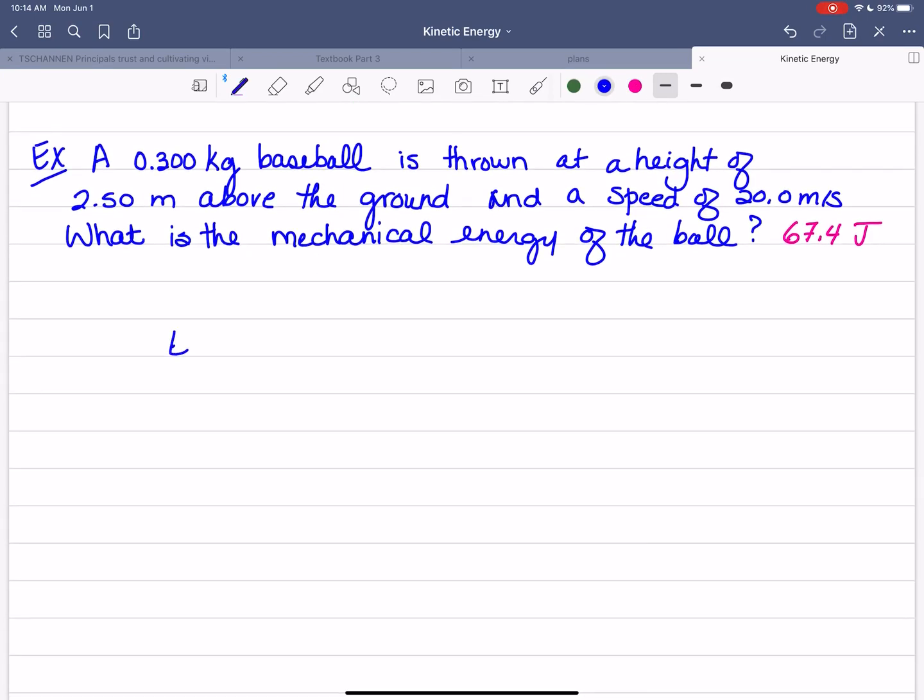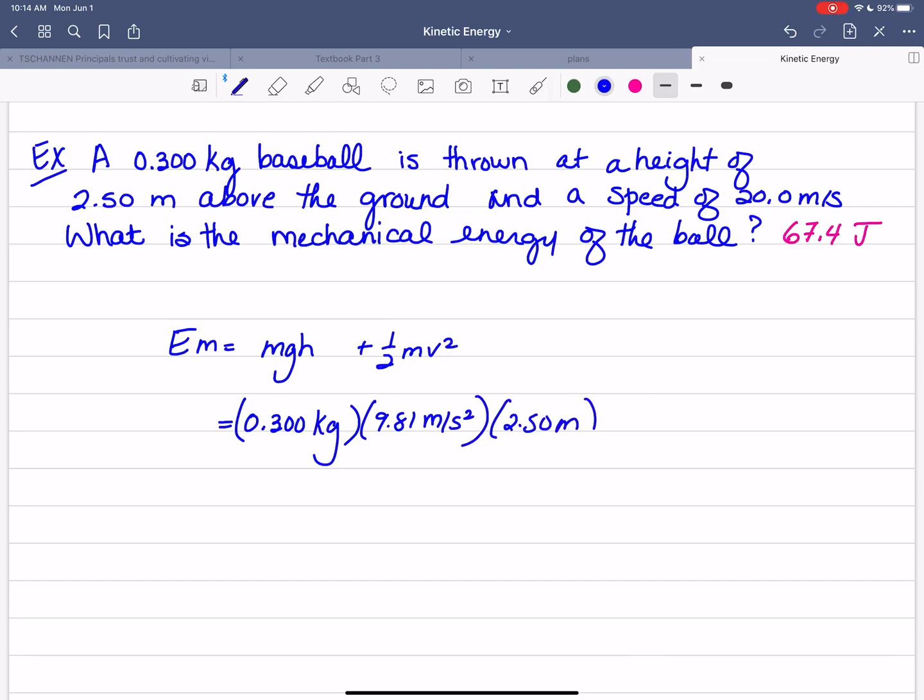And so EM, we have 1/2, oops, it doesn't matter, mgh plus 1/2 mv squared. So we have 0.30, 9.81 meters per second squared, and 2.50 meters plus 1/2, 0.300 kilograms again, and 20.0 meters per second squared.